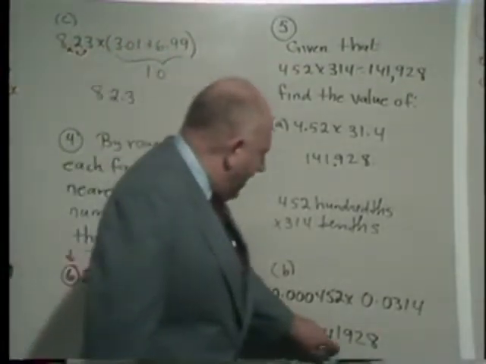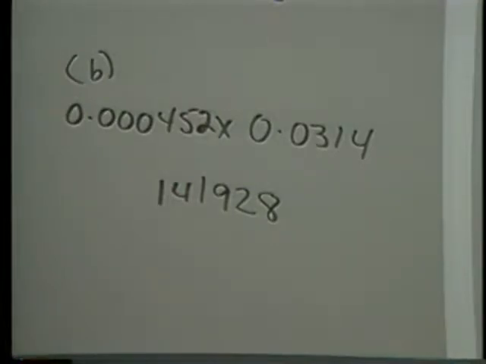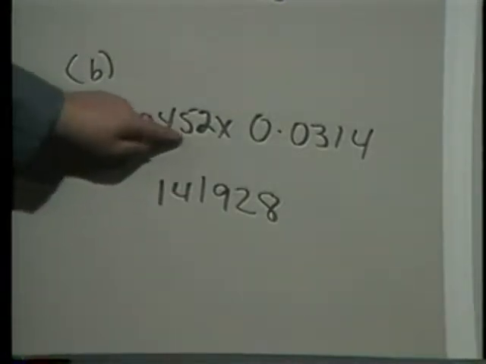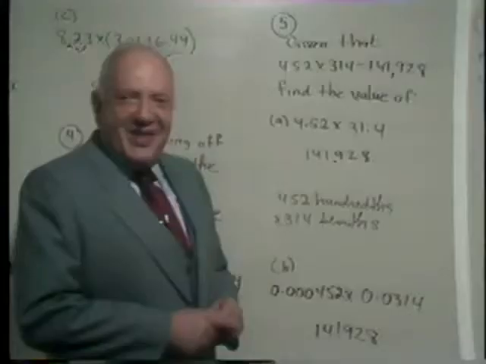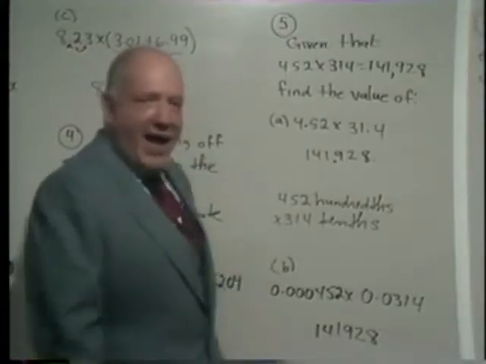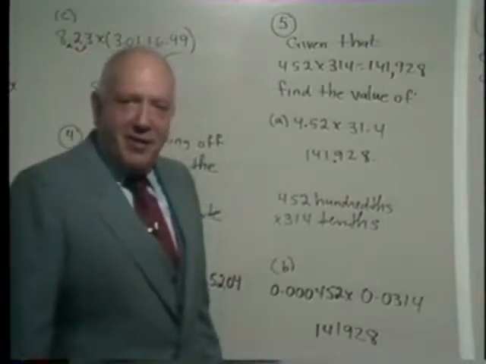Given that, I bring this down here. Now what do I have to do? Find the denominator. And how do I do that? I count the number of digits to the right of the decimal point. 1, 2, 3, 4, 5, 6 here. 1, 2, 3, 4 here. 6 and 4 are 10. That means I have to move the decimal point 10 places to the left.